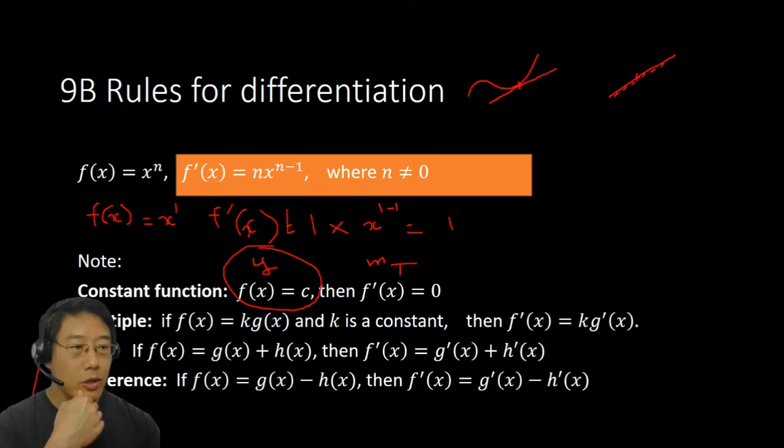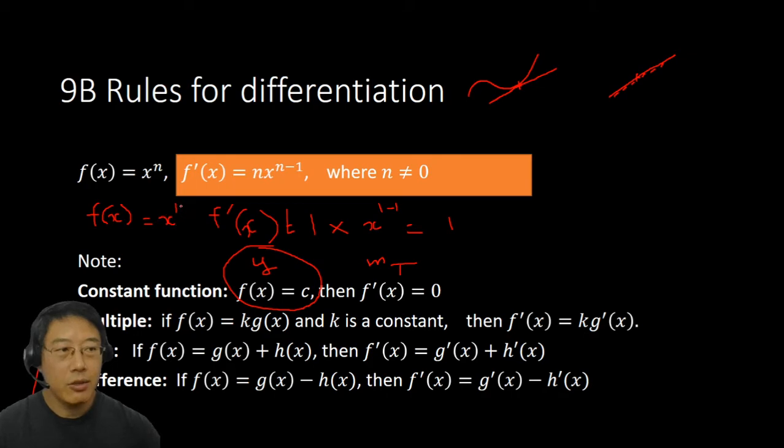So this one with a multiple. Alright, so f of x is equal to a constant times a function. So for example, I'm going to use this example. I'm going to call that g. g of x is equal to x. It means the derivative is equal to 1.